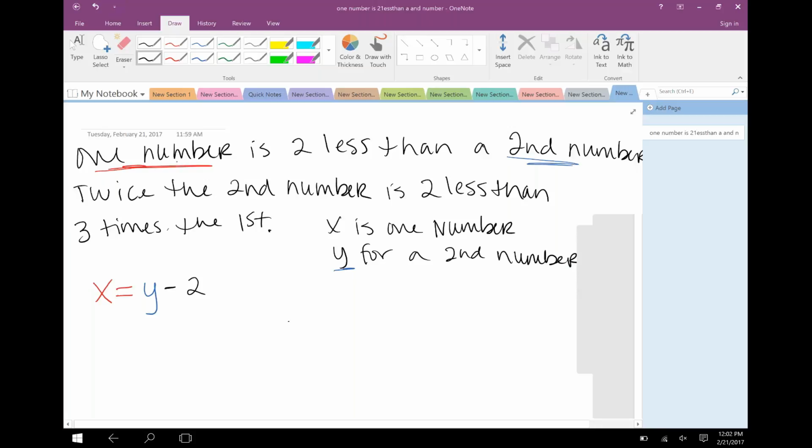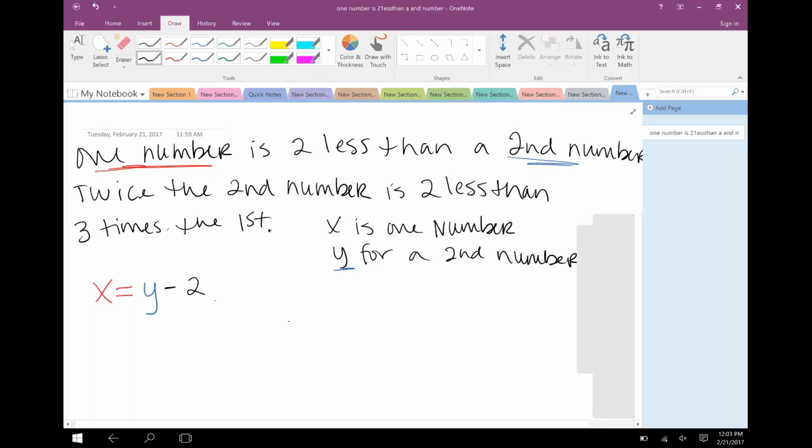If the one number x was, say, 10, and 10 is 2 less than the second number, that means the second number would have to be 12, right? So x equals y minus 2. That's that first statement. One number, x, is 2 less than a second number, so y minus 2.